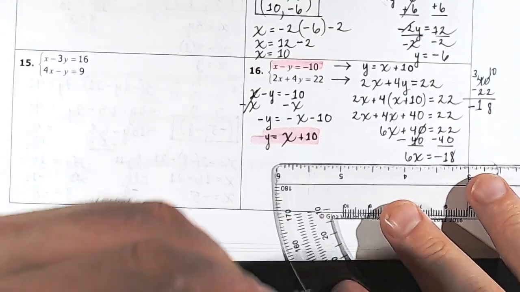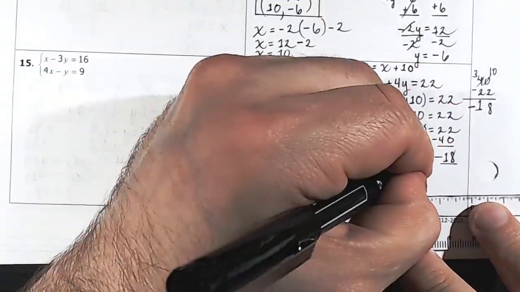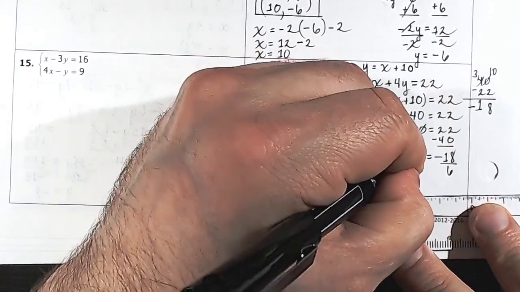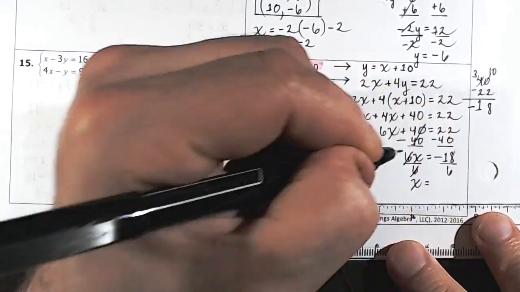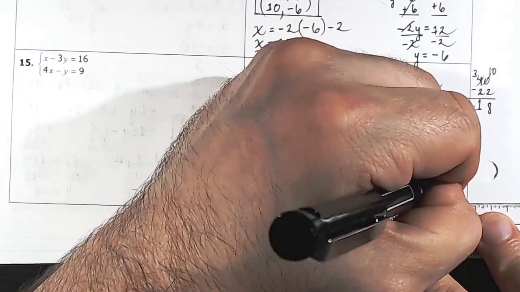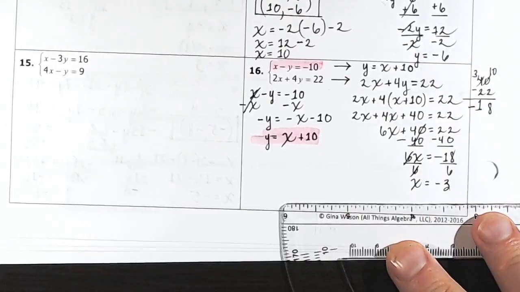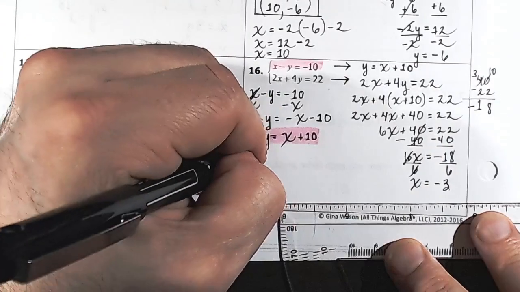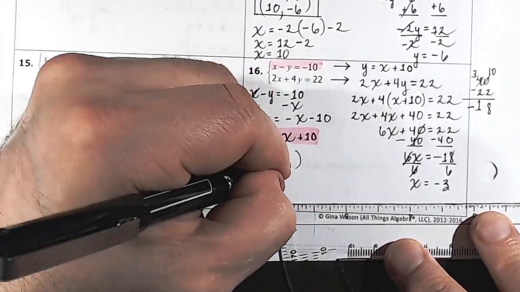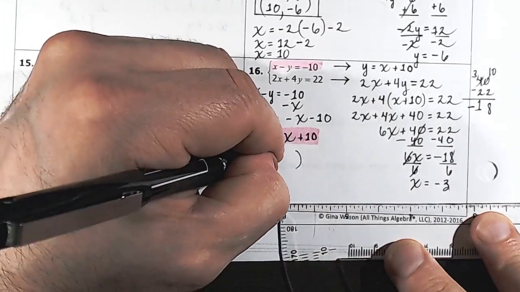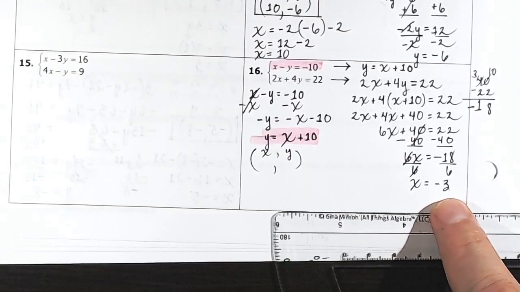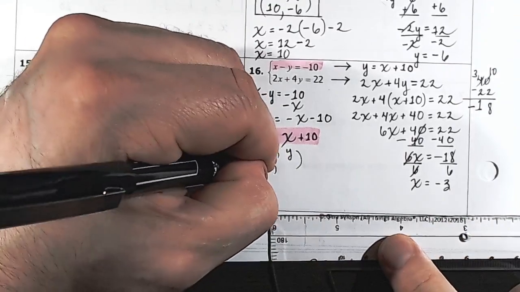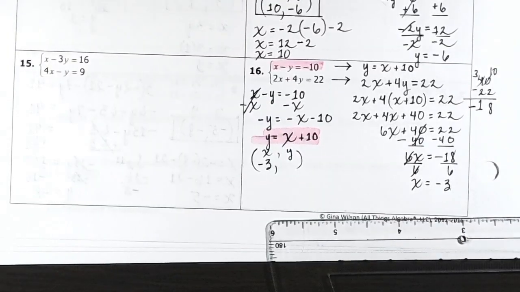Final step, divide both sides by 6. Cancel, cancel. X equals negative 18 divided by 6, and that's negative 3. So x is negative 3. So I have part of my solution. I have the x value this time. Next, x is negative 3. So negative 3 there. Now I've got to go find y.